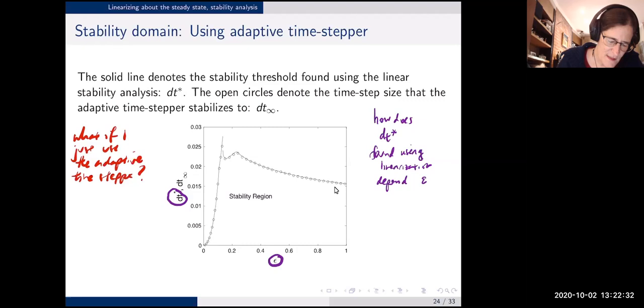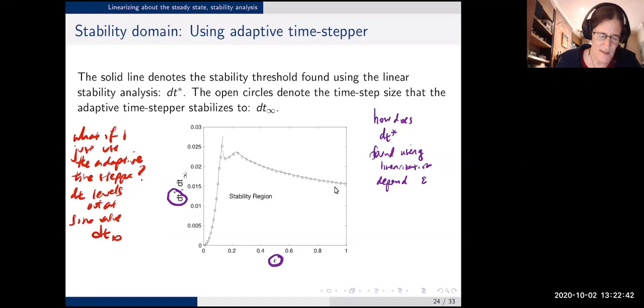In this case, dt levels out at some value, which I can denote dt infinity. And those are denoted with open circles.